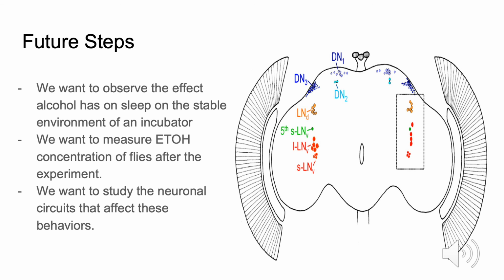And later on, we want to compare the ethanol concentration of the flies that were exposed to ethanol inside the monitors with the flies that were exposed to ethanol in the vacuum tube so that we have a deep understanding of how alcohol is affecting sleep. And we're doing this because we want to use this experimental design to effectively study the neuronal pathways and molecular mechanisms that affect alcohol-induced sleep behaviors.